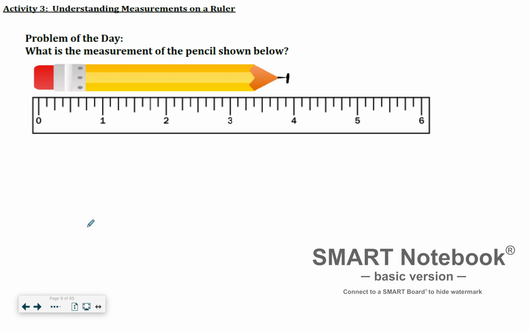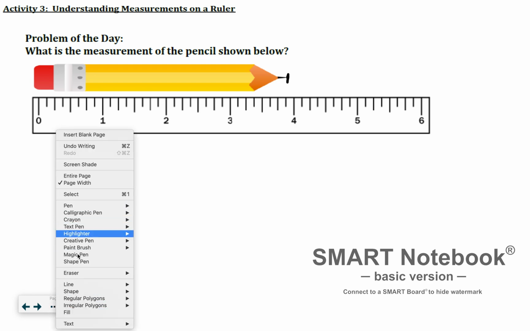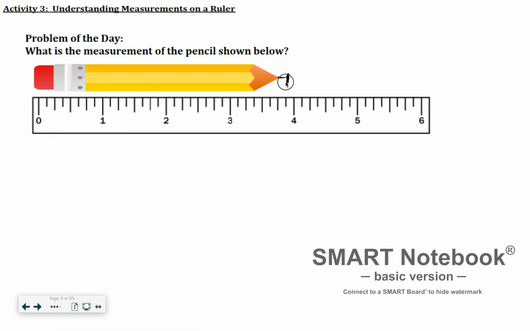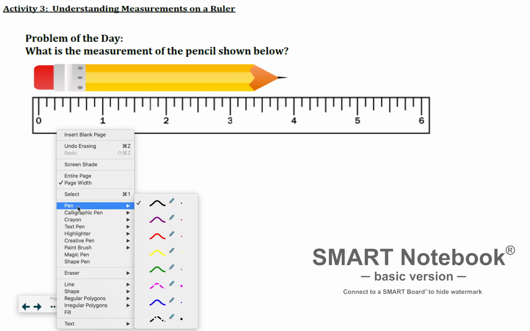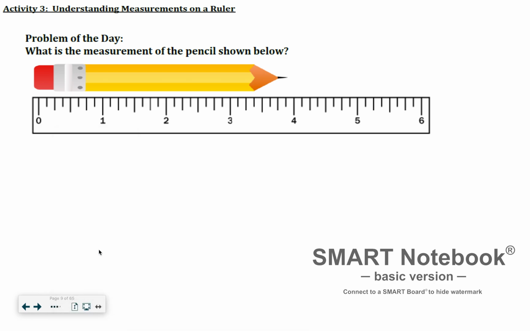Problem of the day. What is the measurement of the pencil shown below? Well, let me erase that little mark. I notice that the pencil is lined up perfectly with the 0 at the end of the ruler, and that's exactly what you want to do when you line up objects. And this isn't just for math class or for school, but in general, if you ever have to measure something, you always want to line up the object toward the end, toward the 0. And then you want to see where the other end of the object lines up to.